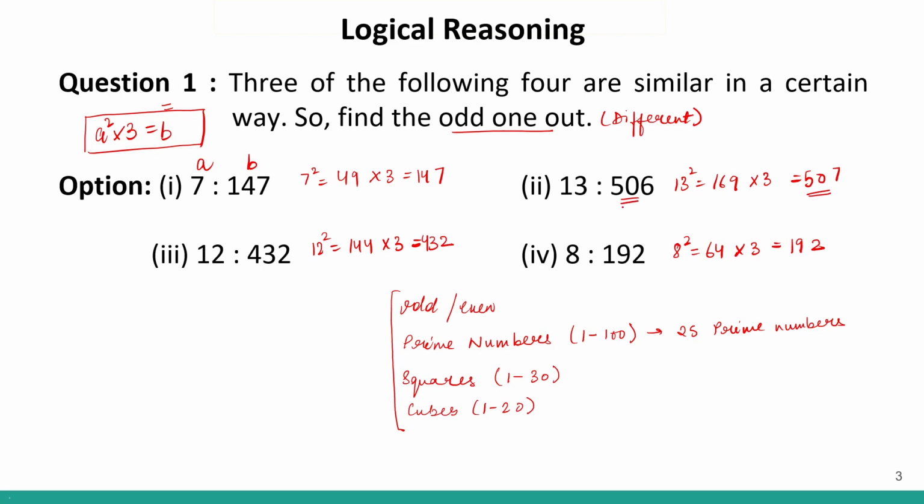So this does not follow the same logic, that is, A square into 3 gives us B. Hence, option 2 will be the correct answer. Correct? So you see how I solved? Basically, we found the logic that was followed by 3 options. And one option that did not follow the same logic was our answer. Okay?